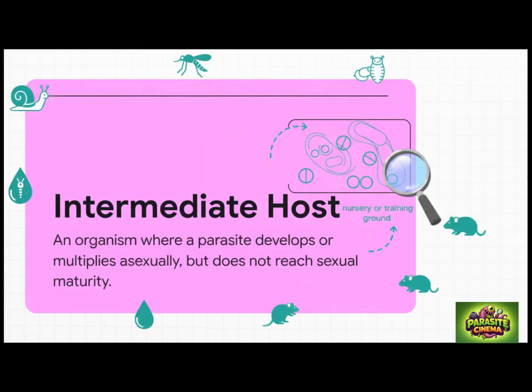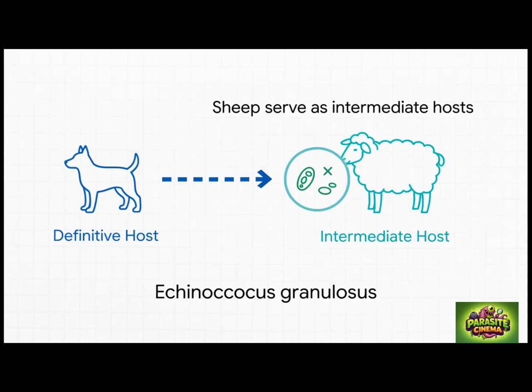Next up in the cast is the intermediate host. This is like the parasite's nursery, or its training ground. It's where the parasite develops through its larval stages or multiplies asexually. But, and this is key, it never reaches sexual maturity here. So going back to our malaria example, humans are the intermediate host. The parasite multiplies like crazy inside our liver and red blood cells, but it's all asexual reproduction.